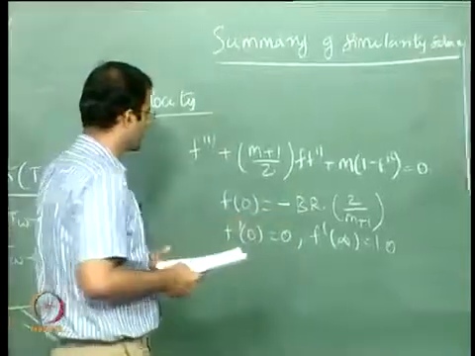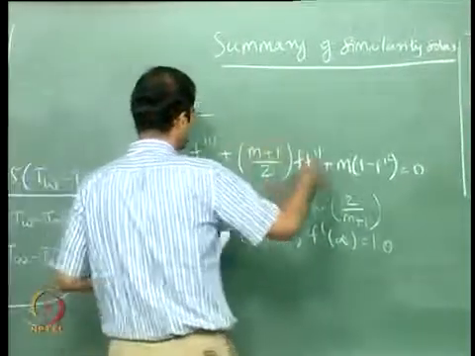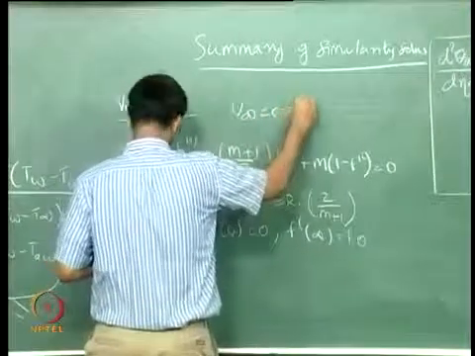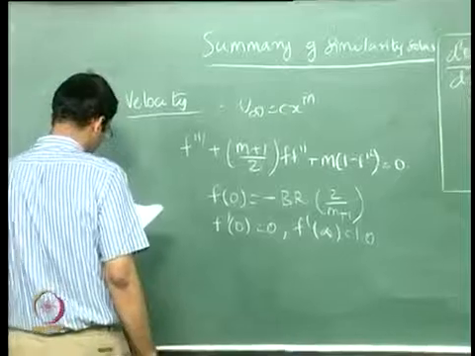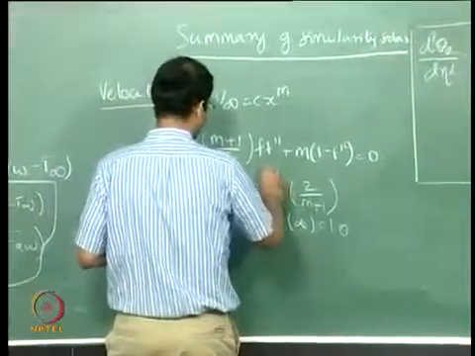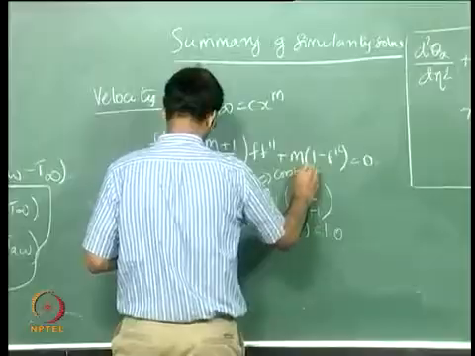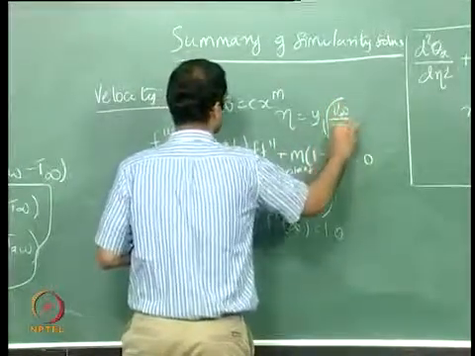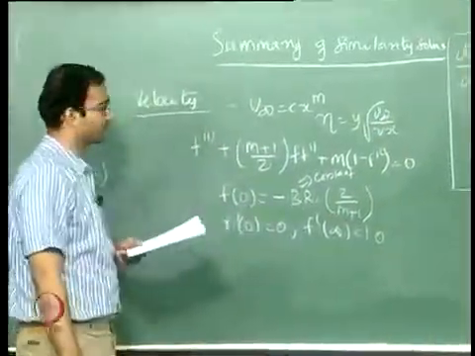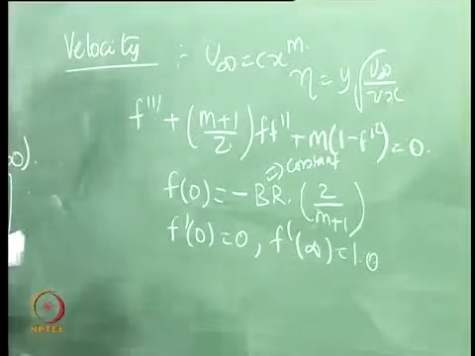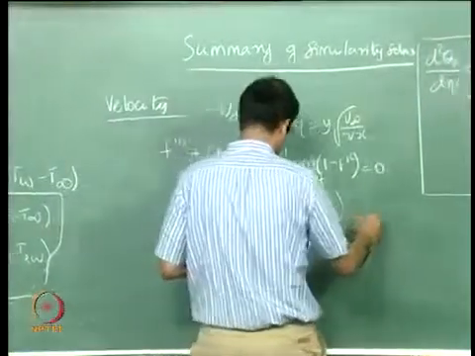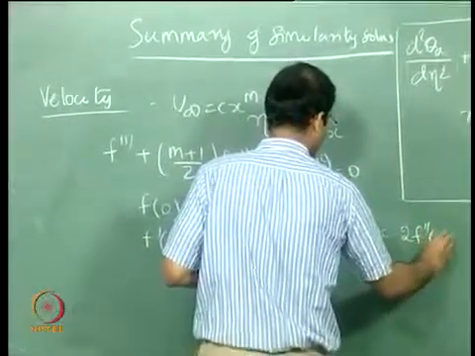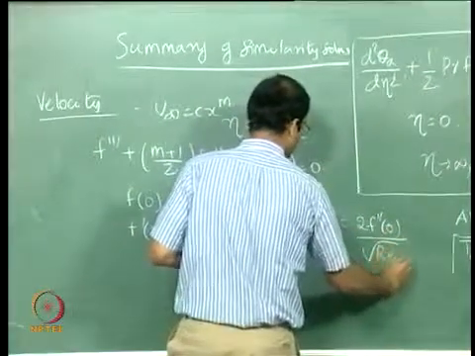Now in all these cases we have made the assumption that your u infinity is of the form c x power m, and your blowing ratio is essentially a constant, and the similarity variable is... right. So these are some of the assumptions under which you get a similarity solution. Once you get it, you can calculate your skin friction coefficient as 2 times f double prime of 0 divided by the square root of the local Reynolds number.